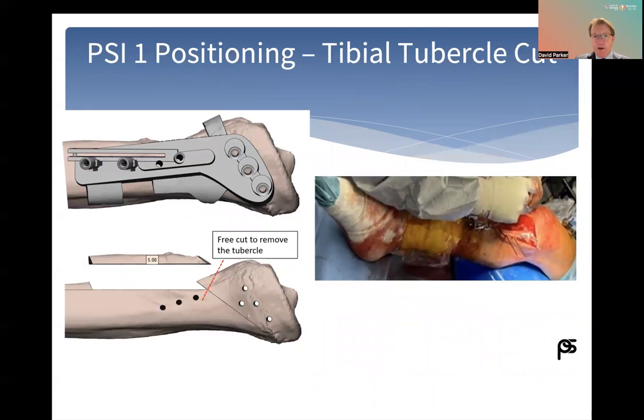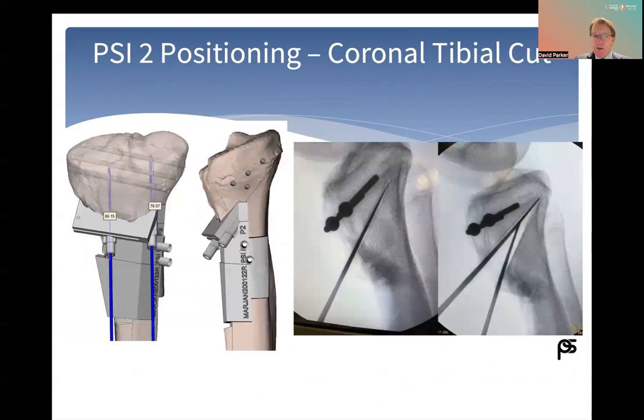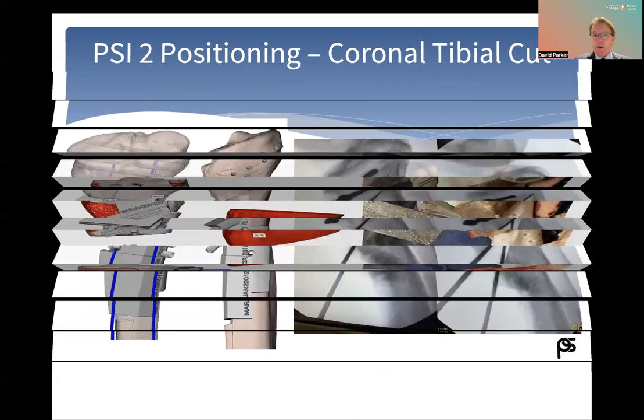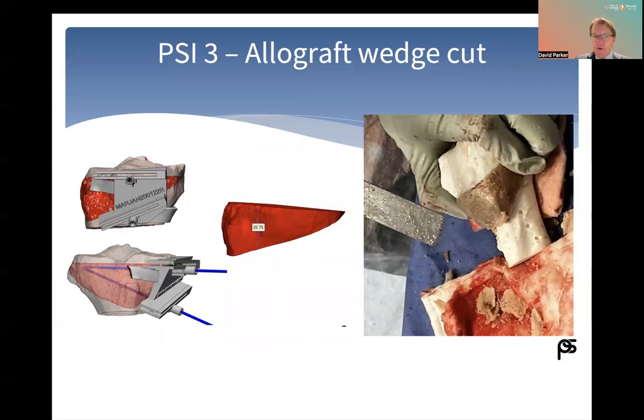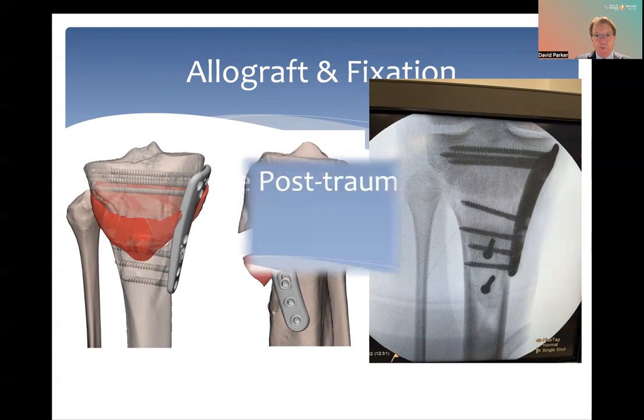We make a PSI guide to do the tibial tubercle osteotomy and drill the holes for the plate. A second guide will allow us to do the anterior opening wedge osteotomy. And a third guide allows us to cut an appropriate size wedge to fill that gap from an allograft. And then the procedure is complete. So again, very easy to plan and do the procedure. If you can do this all prior to the surgery, it makes it very predictable.